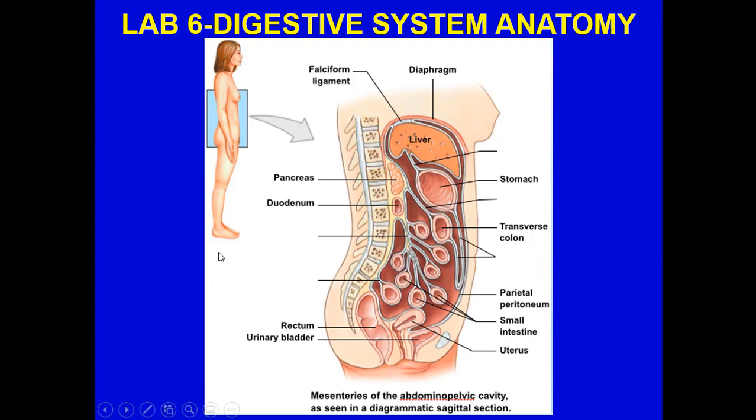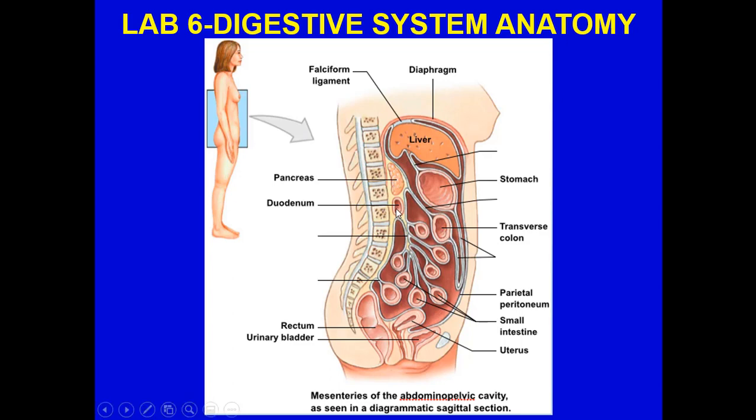If you look from a sagittal section, you can see some of the importance here. Here's the liver, and we have the falciform ligament, which then directly attaches it to the diaphragm. We have the stomach, and of course you have another ligament here. We have basically some of the greater structures here.